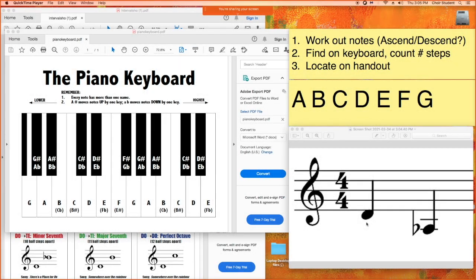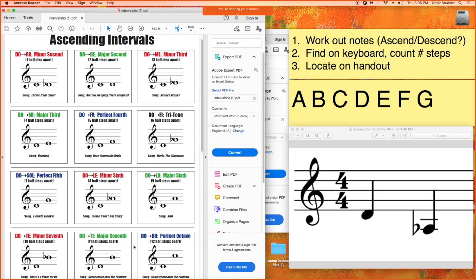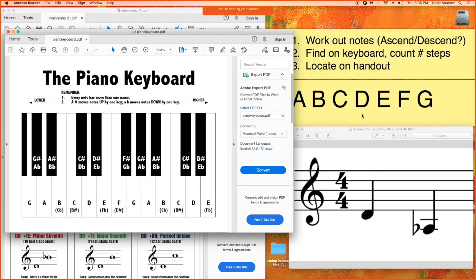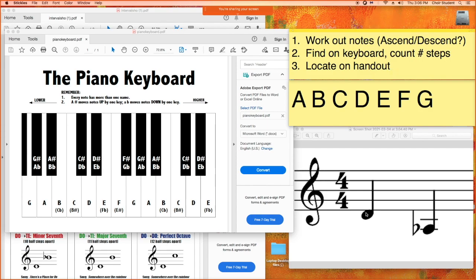I've got to get from this note to this note and figure out what the interval is. Here are my steps. First, I've got to work out the notes. Then I've got to find those two notes on a keyboard and count the number of steps between them. Once I've done that, then I can go look at the handout and figure out exactly which interval we're talking about. Okay? So those are the 3 steps.